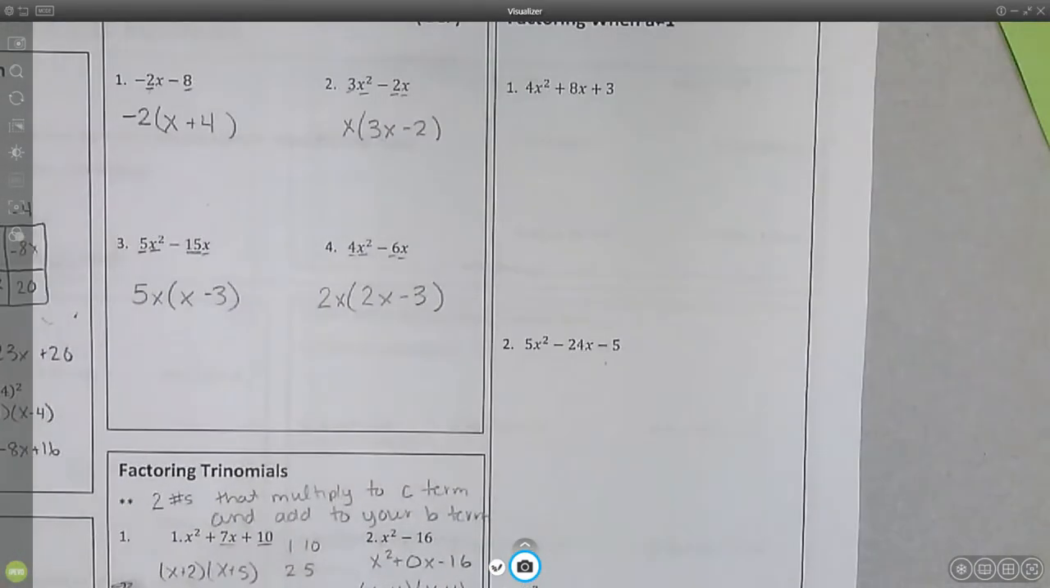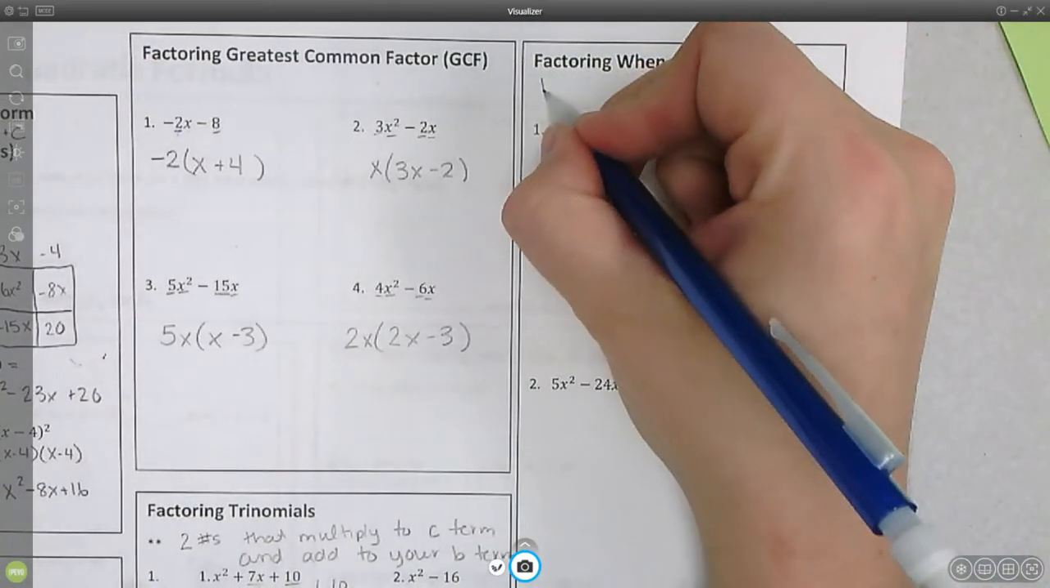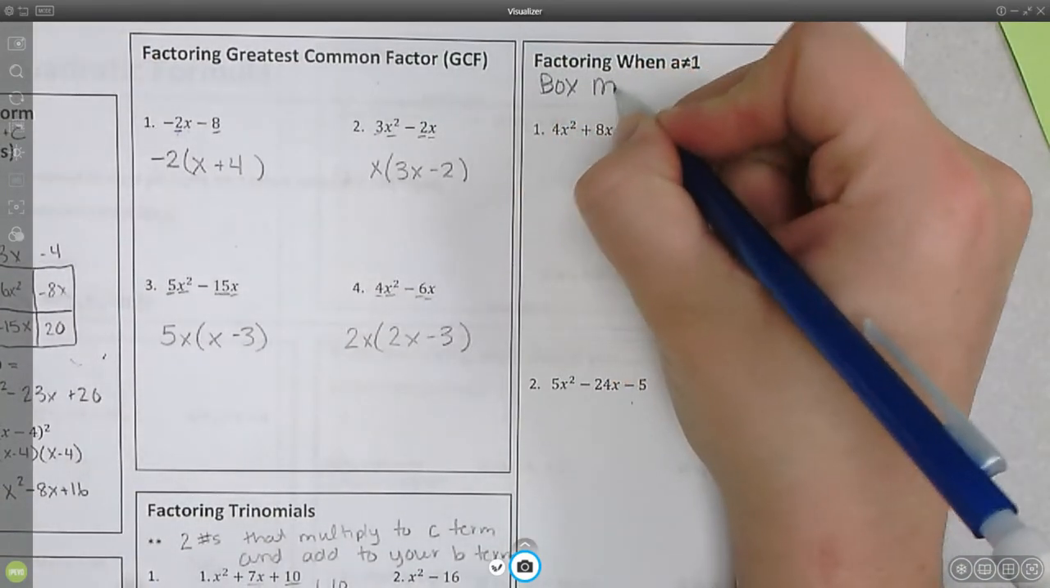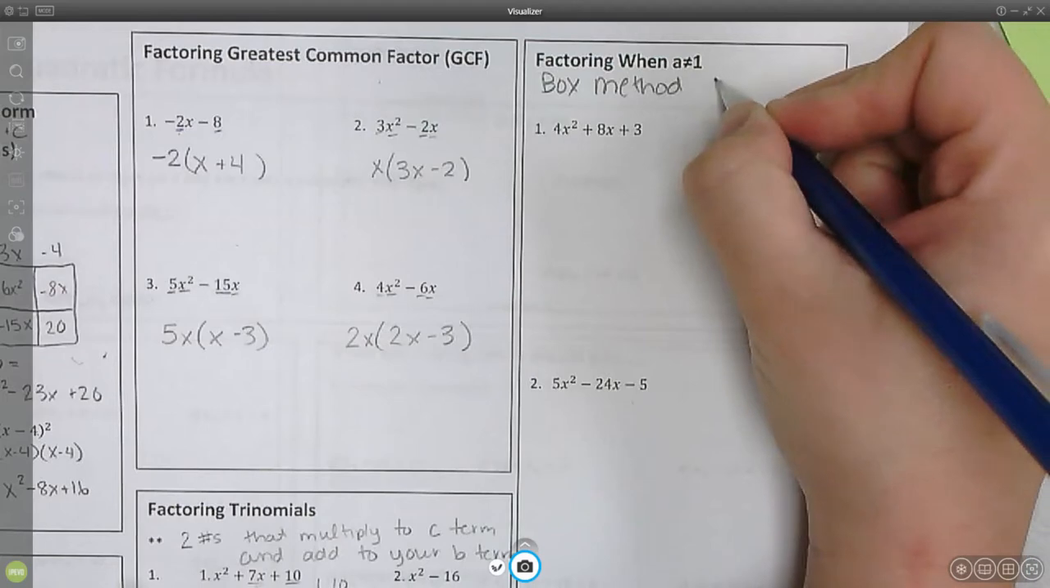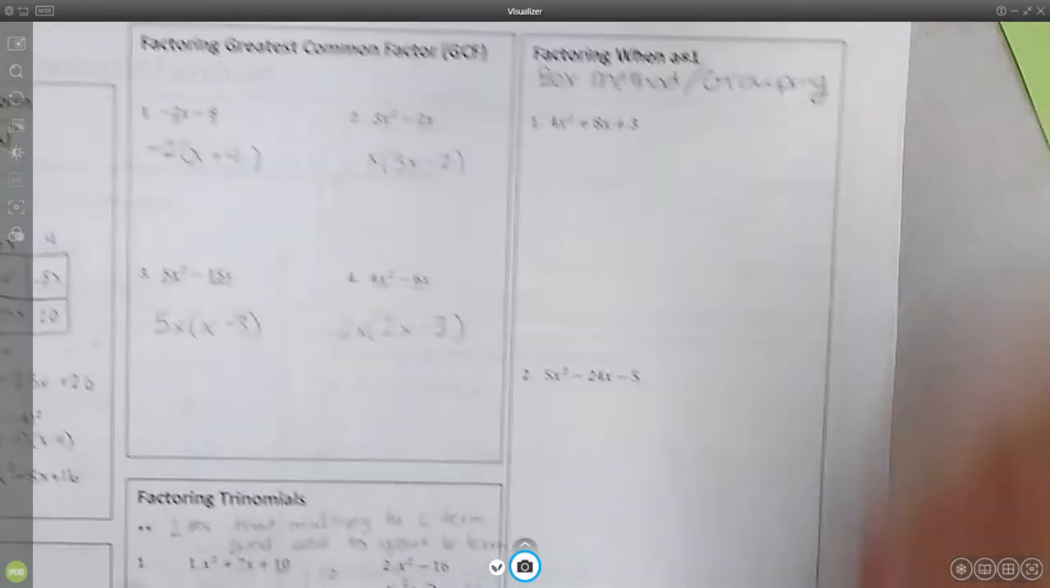All right, so then factoring when a does not equal 1. Here you can either use the box method, the reverse box method, or you can use grouping. And I will do an example of both.